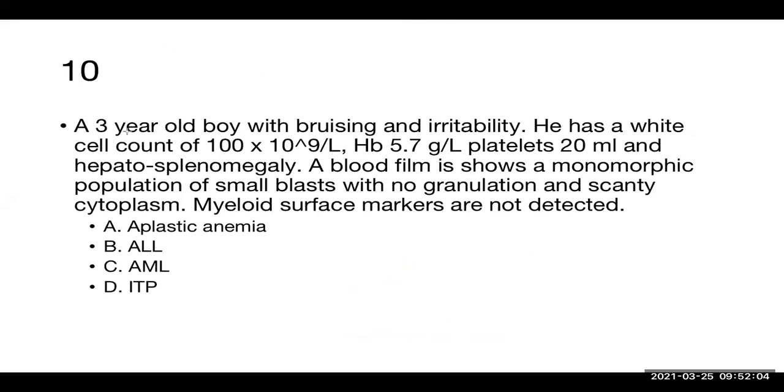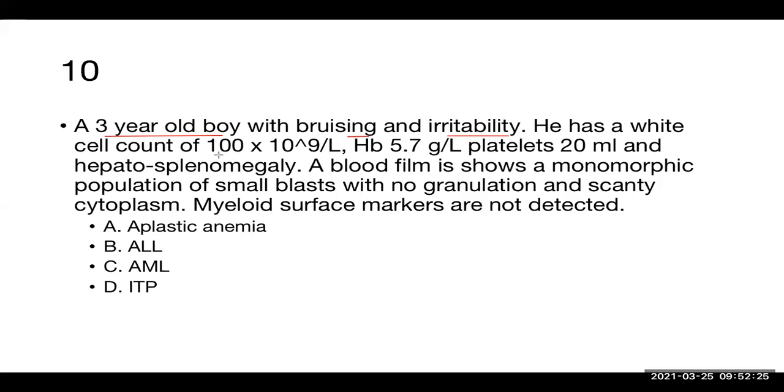Now see here, this is a 3-year-old boy with bruising and irritability. Bruising, so this is a bleeding disorder or bleeding tendency, and irritability maybe because of pain somewhere in the body or maybe because of anemia. These are the common causes of irritability at this age.